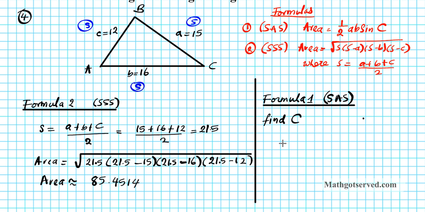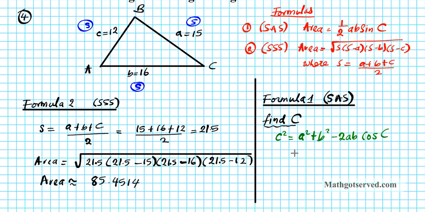Find big C. This is a problem very similar to what we did in number 2 of this review series, finding the angular measure of an SSS triangle. When you deal with SSS triangles and want to find missing values, you have to make use of the law of cosines. So we're going to use the law of cosines here to find angle C. The one we are going to use is C squared equals A squared plus B squared minus 2AB cosine C.